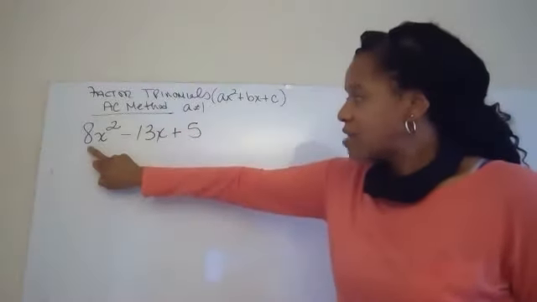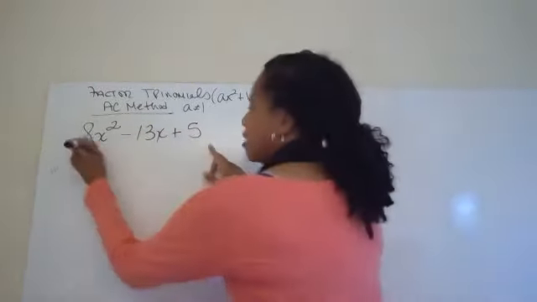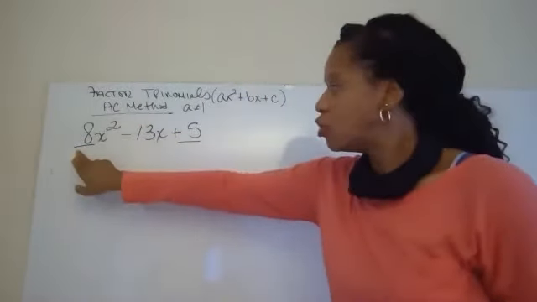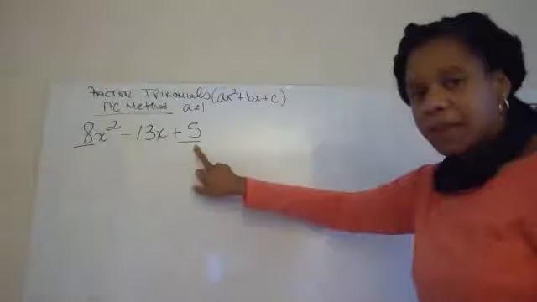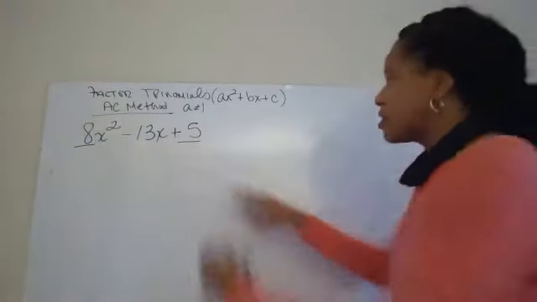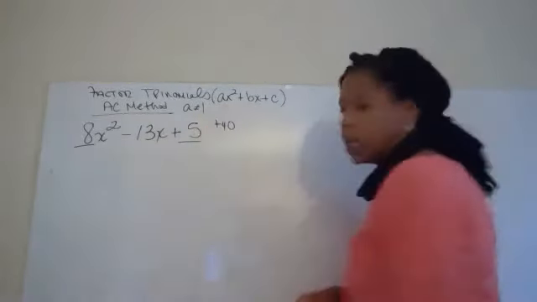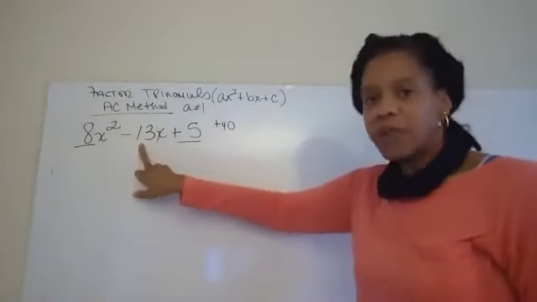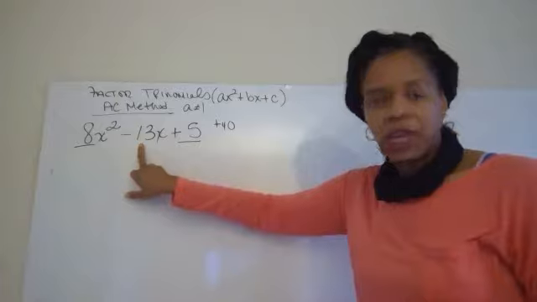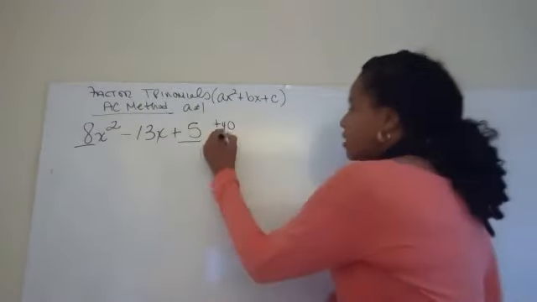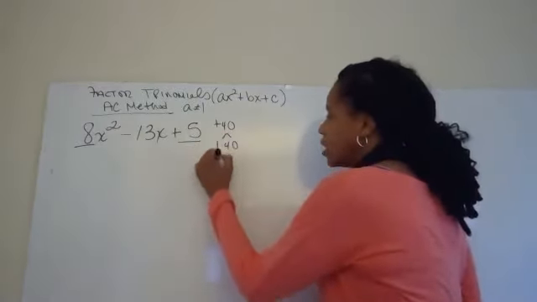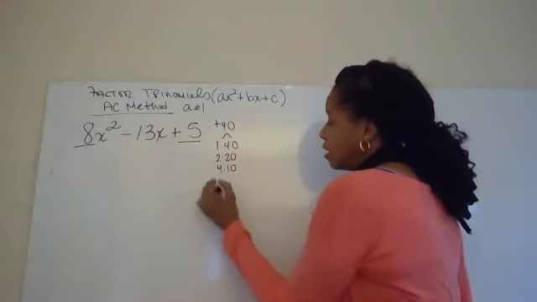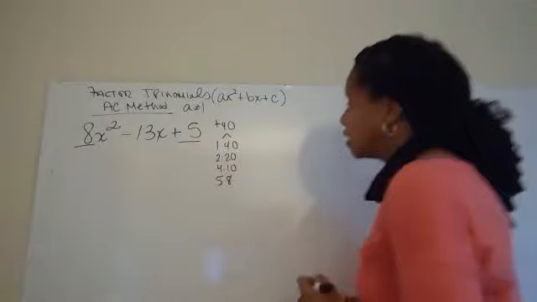So when your A is not 1, you do what we call the AC method, and you create the product using the A term. So you do A times C. So A times C would give us a positive 40. Then you do factors of 40 that will create the middle negative 13. So A times C: 1 times 40, 2 times 20, 4 times 10, 5 times 8.